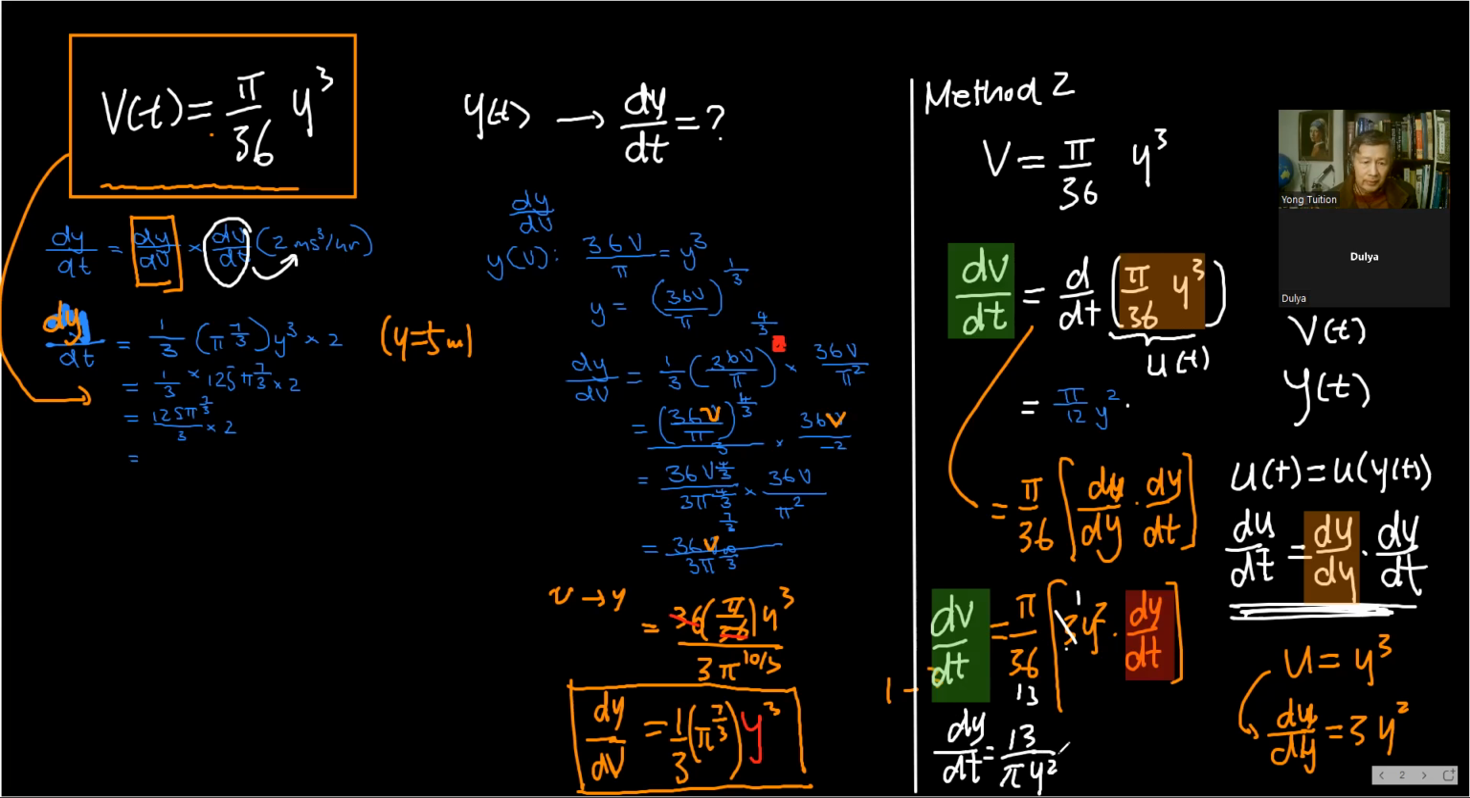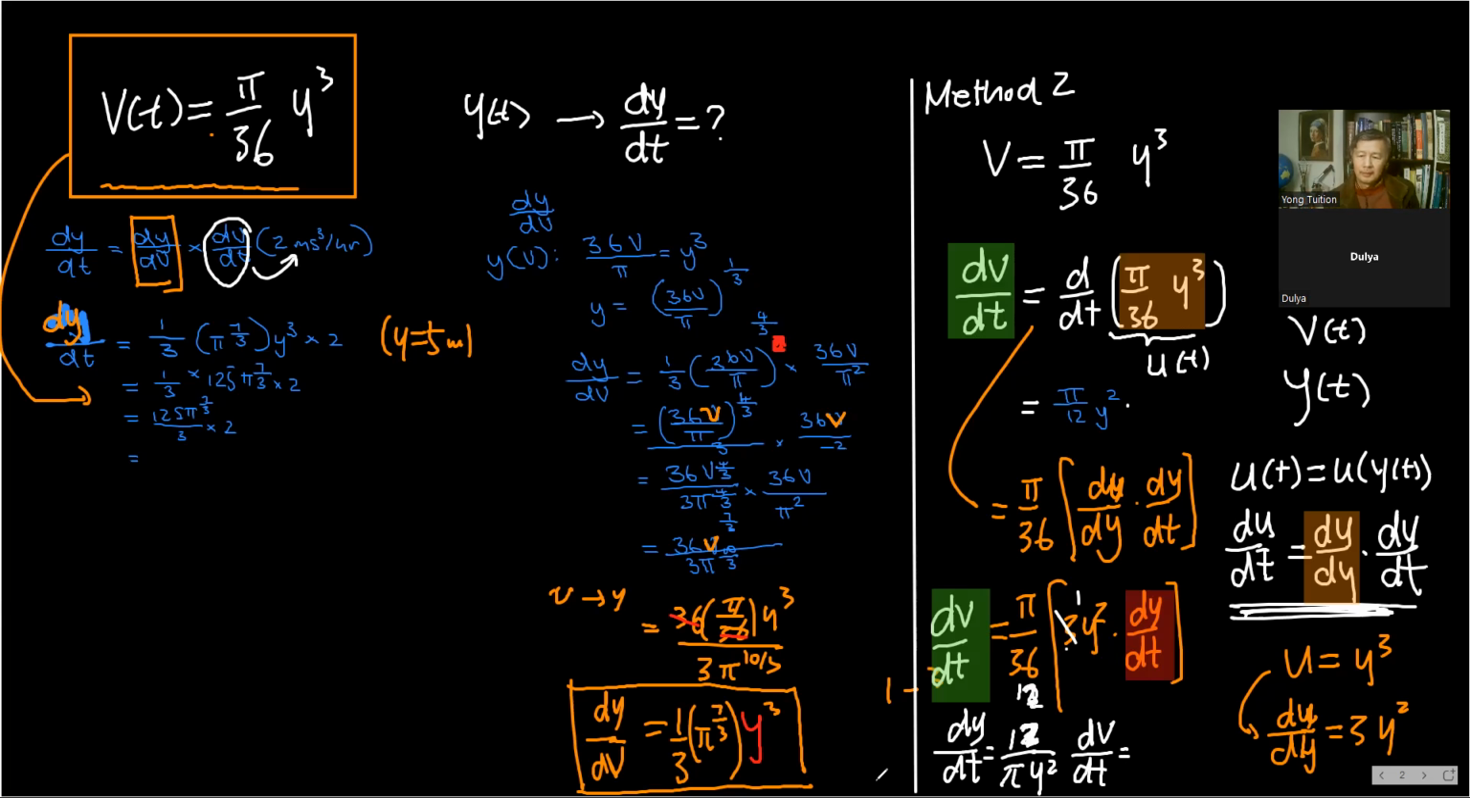So my formula is different from yours. That is dV/dt. Can you see? Wait, why is it 13? You divide it by 3 or 2. Sorry, 12. This is 12. Yeah, divided by 3. Yeah, 12.